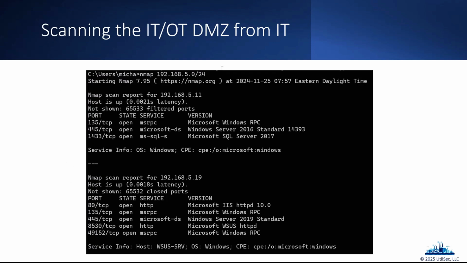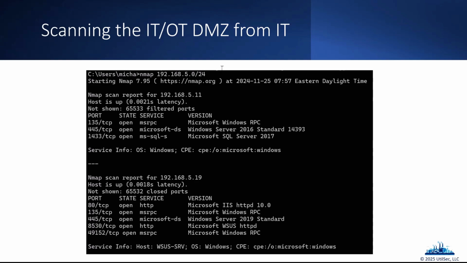So we take a step back, right? If we're talking about assumed breach scenarios, if I'm in the IT network as an attacker or as a pen tester, and my goal is to gain access to the OT network, well, I have to move from the IT network to the OT through the IT OT DMZ. So I can use tools like maybe Nmap or maybe a custom PowerShell script for living off the land to be able to scan the IT OT DMZ subnet that faces the IT network. And I might see something like this.